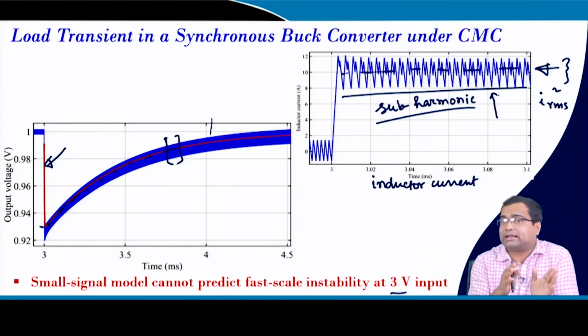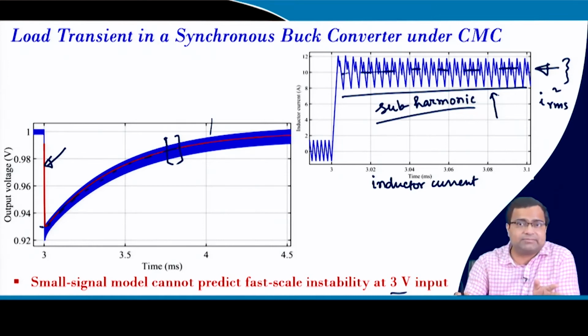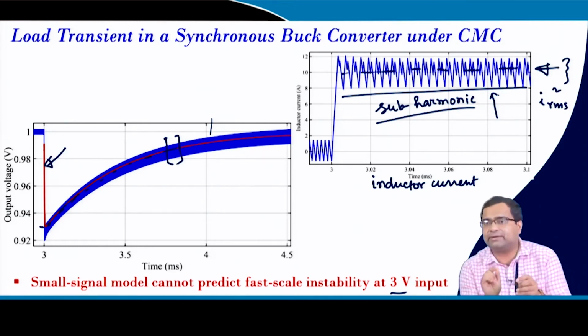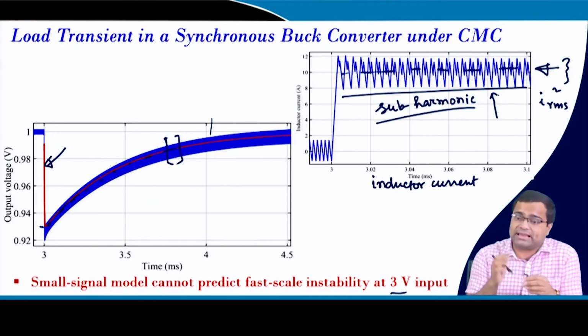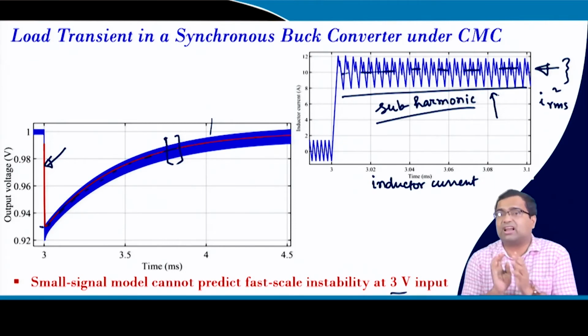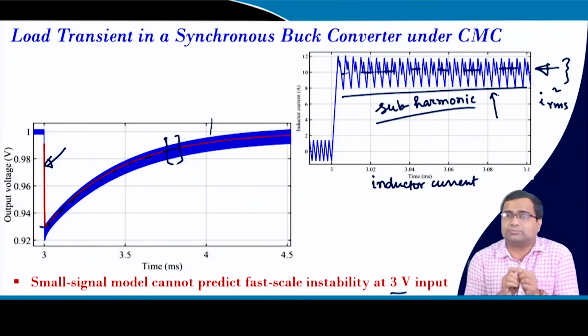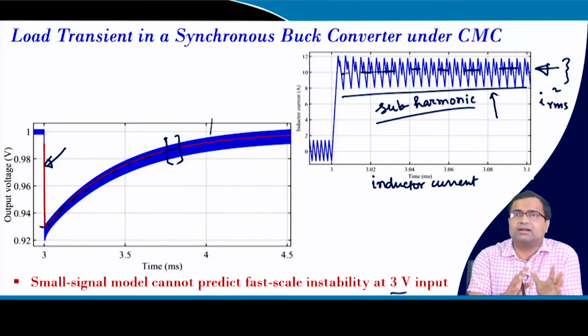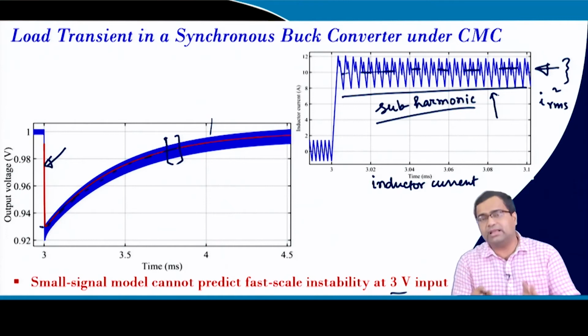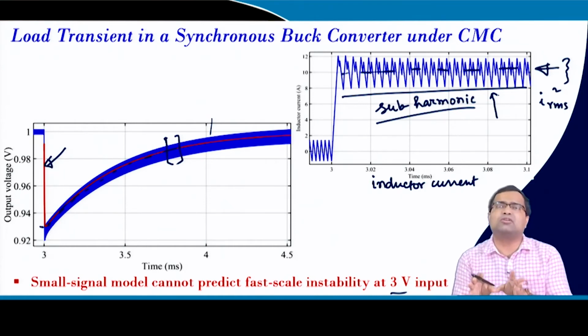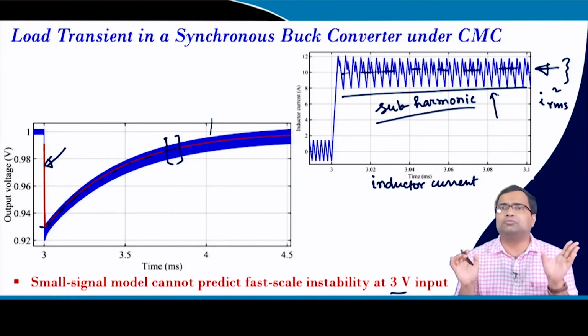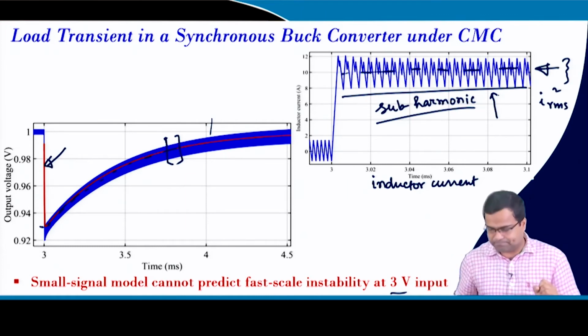This model cannot be used to capture subharmonic instability, but there are techniques I will discuss in the modeling technique of current mode control, which can be used to capture this subharmonic instability, at least to identify where it can happen, by incorporating the sampling effect into the current loop of the current mode control small signal model. But the standard traditional model cannot predict it. So this model is also not very useful, because it is unable to capture this first scale instability.